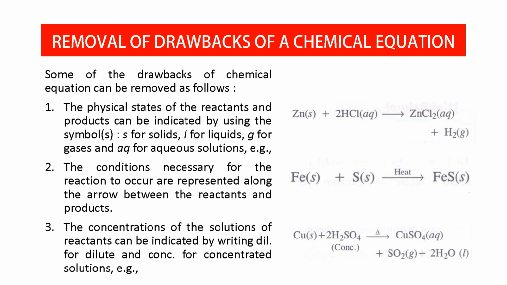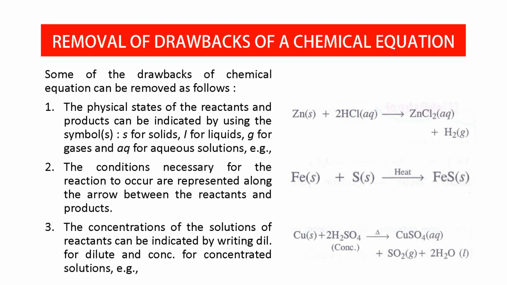The next topic is removal of drawbacks of a chemical equation. In the previous slide we have seen that there are certain limitations or drawbacks of the chemical equation, but this time we are trying to remove the drawbacks in the following ways. The physical state of the reactant and product can be indicated by using symbols: S for solid, L for liquid, G for gas, and AQ for aqueous solution. So in this way we can come out of that limitation.